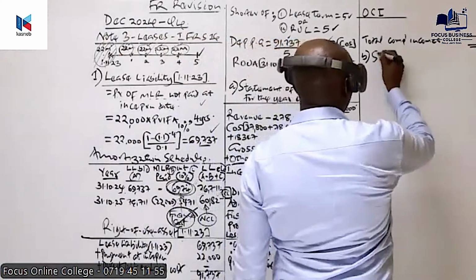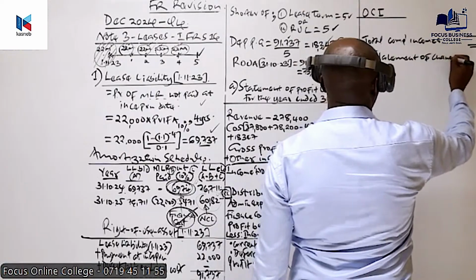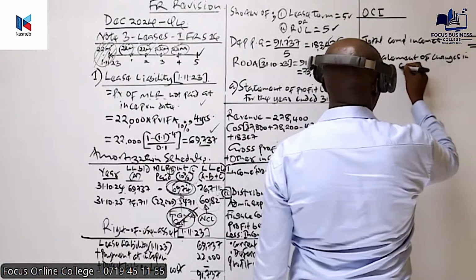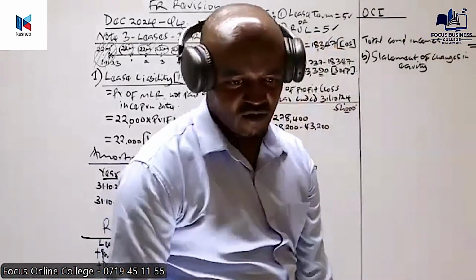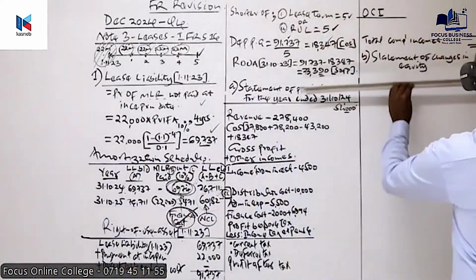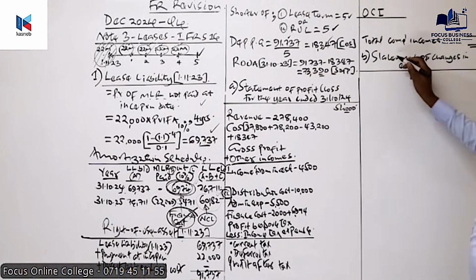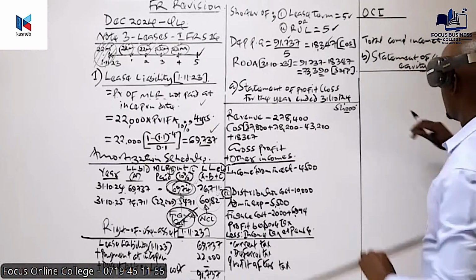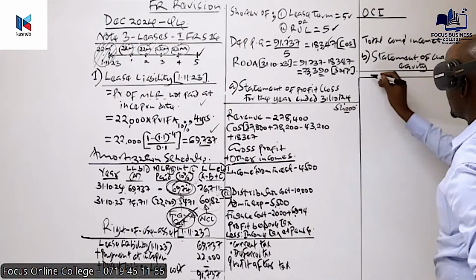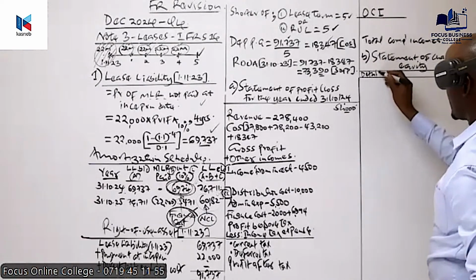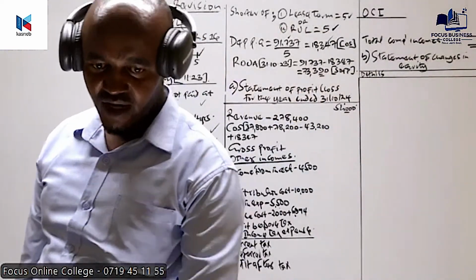Part B, a statement of changes in equity. Now, for the statement of changes in equity, here we need to have, first of all, the details column. And then we go back to the trial balance, we see which items of equity our company was having.